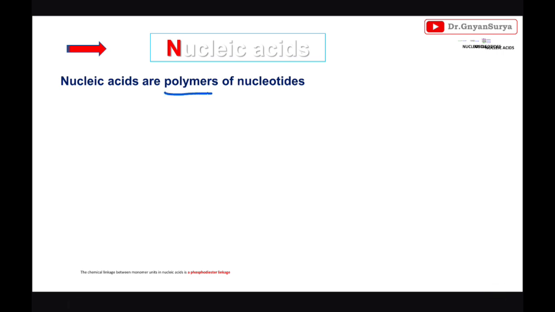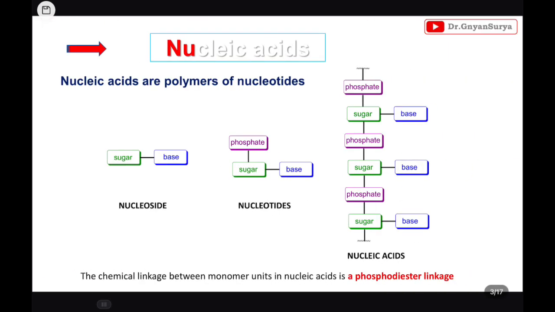Nucleic acids are the polymers of nucleotides, which means nucleic acids are composed of nucleotides. First we will understand the difference between nucleic acids and nucleotides, because nucleic acids are formed by the repeating units of the nucleotides. So we are going to study each individual component of the nucleotides, and we are going to study nucleoside and nucleotide.